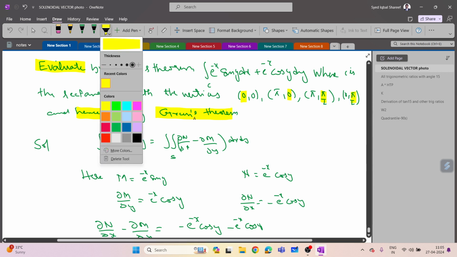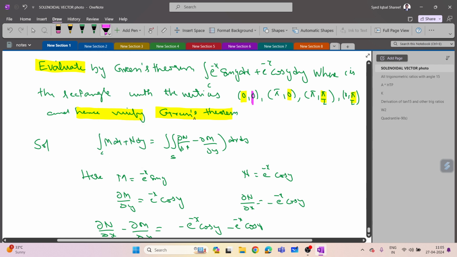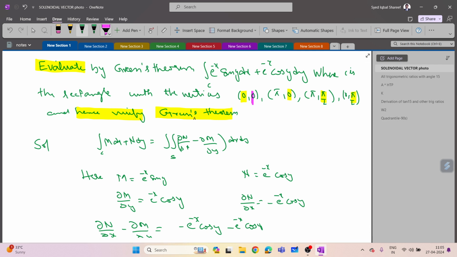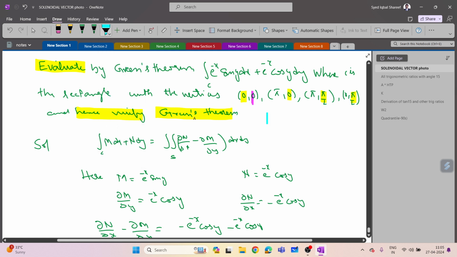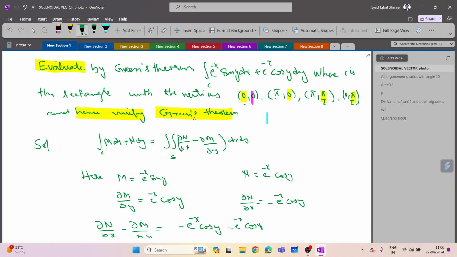What is y? I am sorry, I did it wrong. Let me take this again. What is your first coordinate? X is 0 to pi. So x equals 0 to pi. What is y? The second coordinate is 0 to pi by 2. Y is 0 to pi by 2. This is the boundary limit: x is 0 to pi, y is 0 to pi by 2.